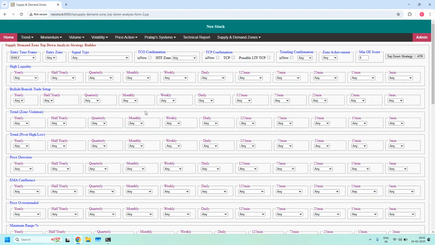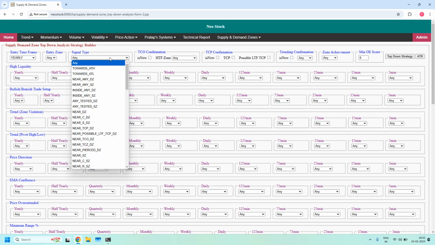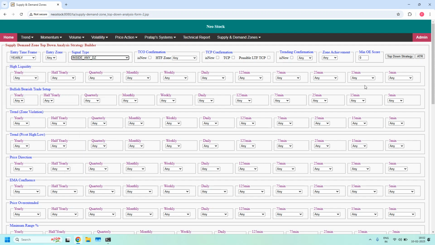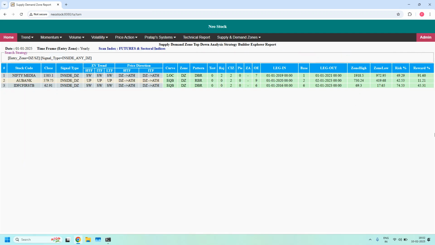Okay, now let me generate the reports with the help of NeoStock Software Supply Demand Zone Top-Down Analysis Strategy Builder. First, I am finding the stocks near demand and supply zones for different time frames. Also, price closed inside demand and supply zones for higher time frames. So, starting with yearly time frame, price closed inside the yearly demand zone. We got 3 stocks.